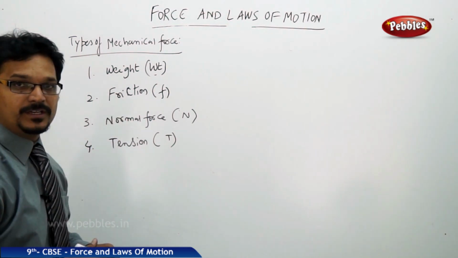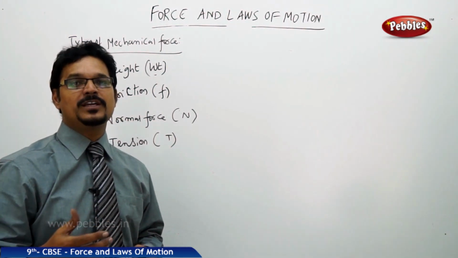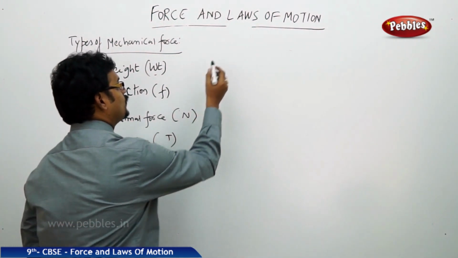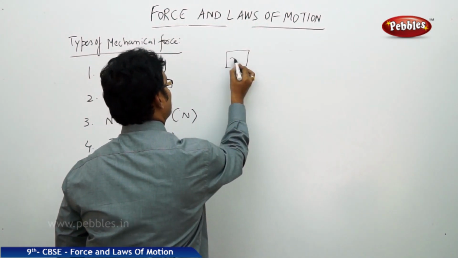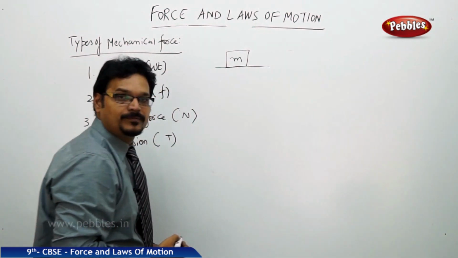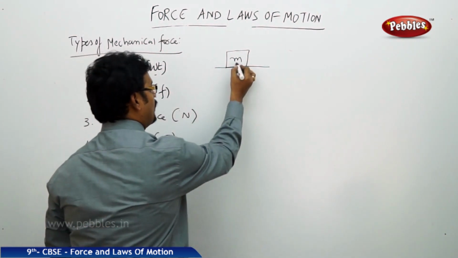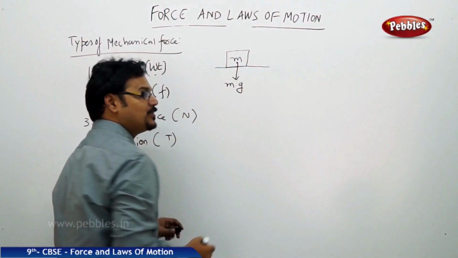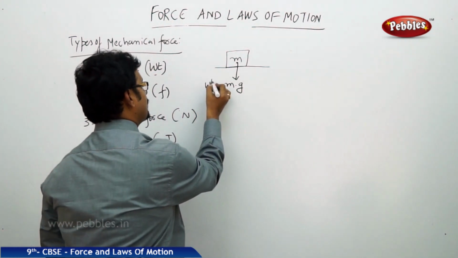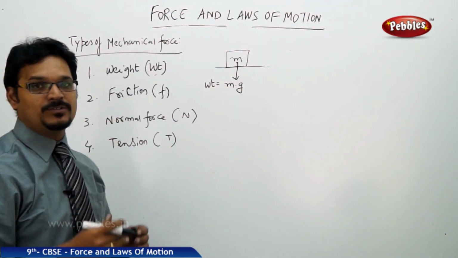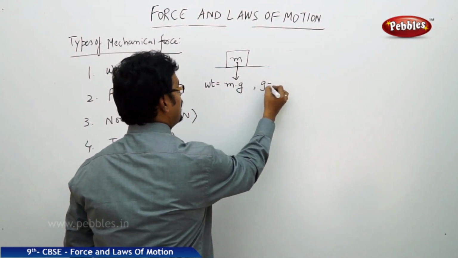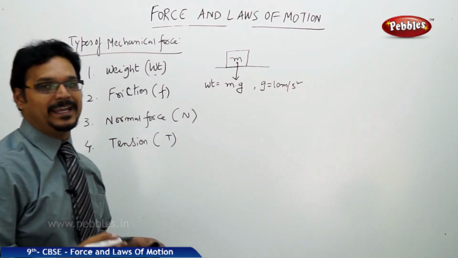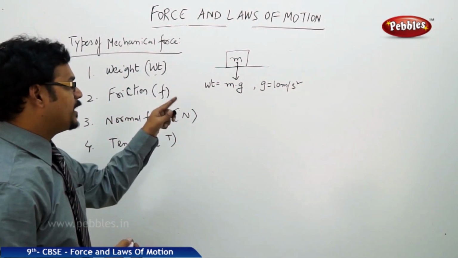Let me tell you about weight. You know the weight of a body. Weight of a body is nothing but the gravitational force on the body due to earth. So, if you take a block like this of mass m on the ground, this block has weight, and this weight always acts towards the center of the earth. The weight formula is mass into acceleration due to gravity. Weight Wt equals m into g, and you know the g value is 10 meters per second square. It is approximate to take 10, but the original value is 9.8 meters per second square. So weight equals mg.